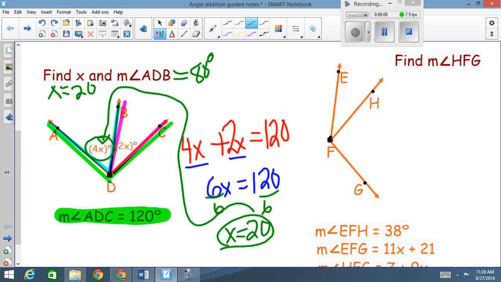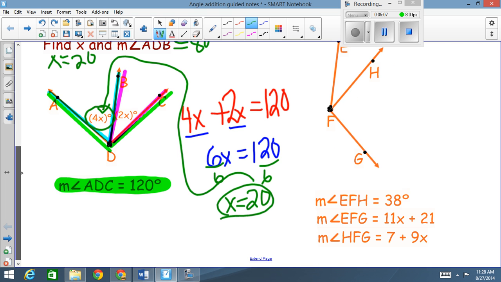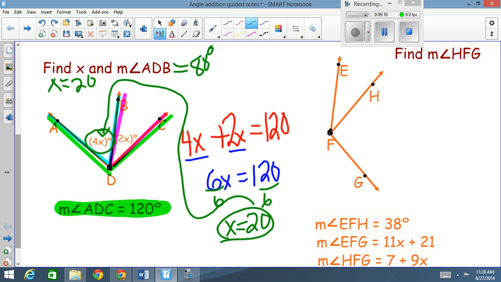Excellent. All right, third example, or last example here. In this case, we want to find the measure of angle HFG. Well, I'm just going to highlight my three angles here so that we can talk about them. I have angle EFH here. I have angle HFG here. And then the whole thing would be angle EFG. The whole thing. Now, the picture's not labeled, but they tell us a bunch of stuff.